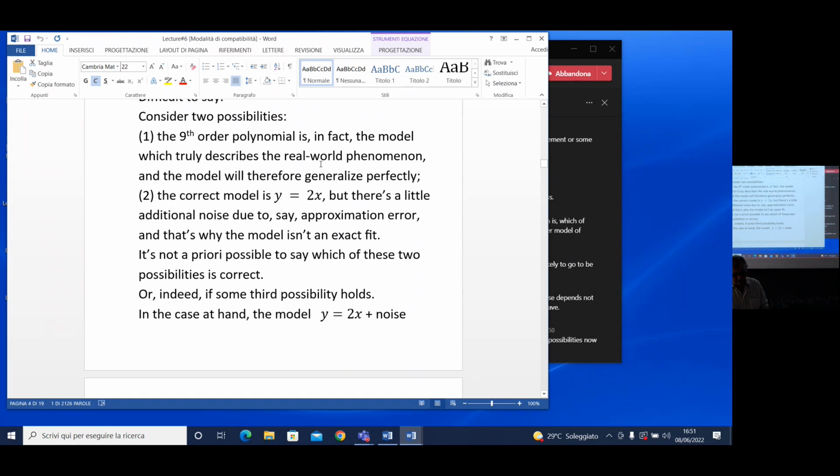First, the ninth order polynomial is in fact the model which truly describes the real world phenomenon, and the model will therefore generalize perfectly. And the second, the correct model is the linear model, and there is a little additional noise due to, say, approximation error and/or measurement error or other effects, and that is why the model is not an exact fit. It is not a priori possible to say which of these two possibilities is correct, or indeed there are some other possibilities.